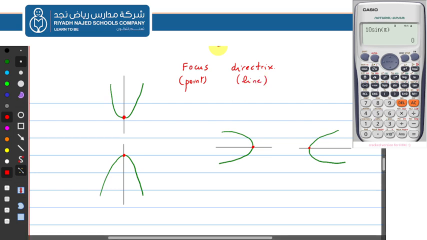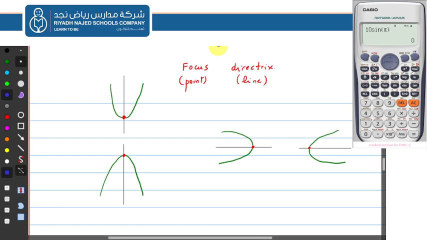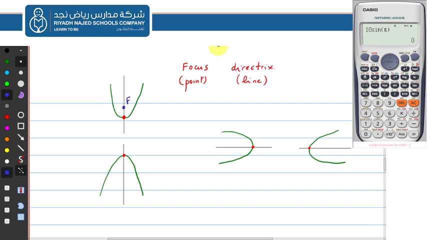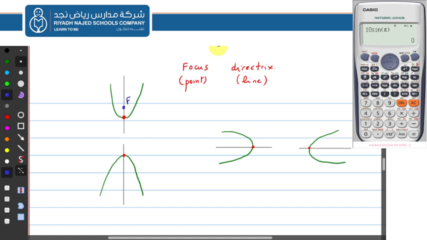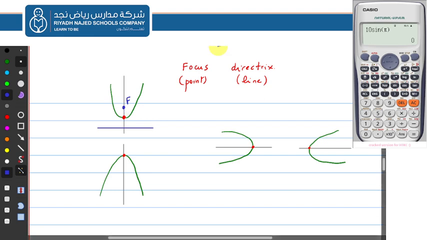And the focus is always inside the curve, inside the graph. So for this type of parabola, the vertical parabola opening up, the focus is inside the graph. So it is somewhere here. F, this is the focus. And the directrix is on the opposite side, outside the curve, so that the vertex is in the middle here. If this distance is 4, then this distance is also 4. So the vertex is also in the middle. And this is very important to understand.